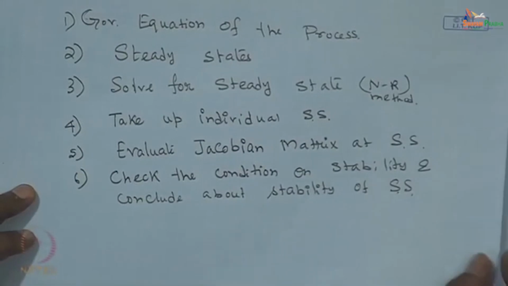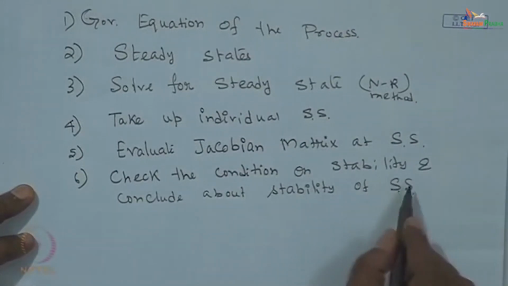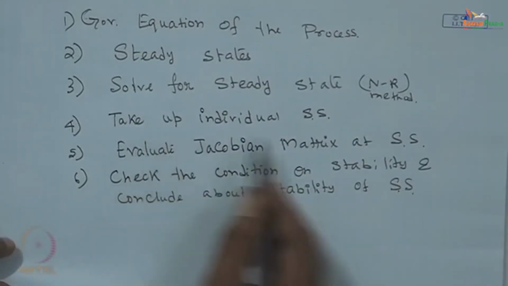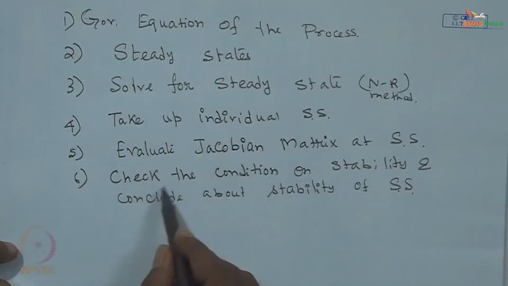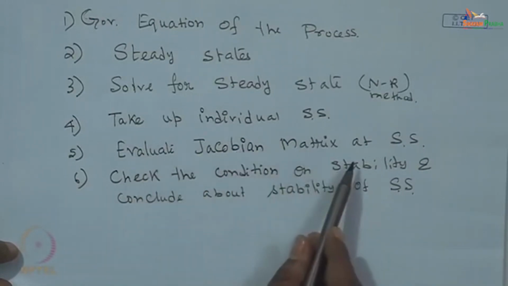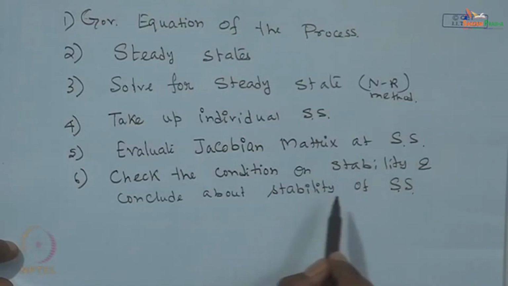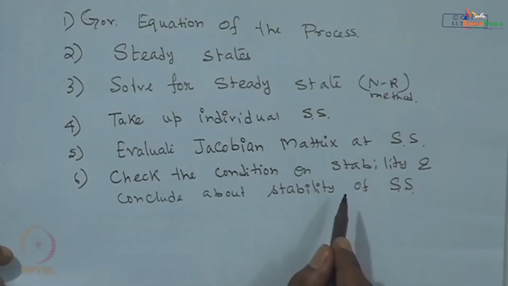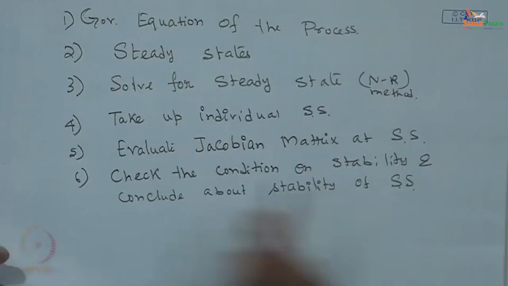Once we get the stability of the steady state, then you take up another steady state and repeat this process: evaluate the Jacobian matrix at that particular steady state, check the condition of stability and conclude about the stability of the steady state, or you find out the conditions on the parameters so that the steady state is stable or unstable. Next, we look into the third example.